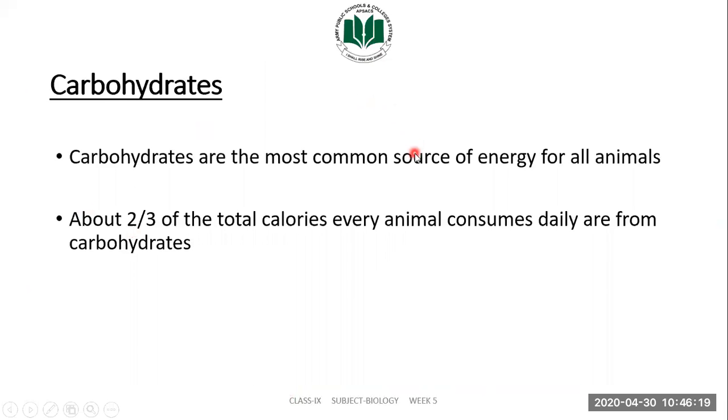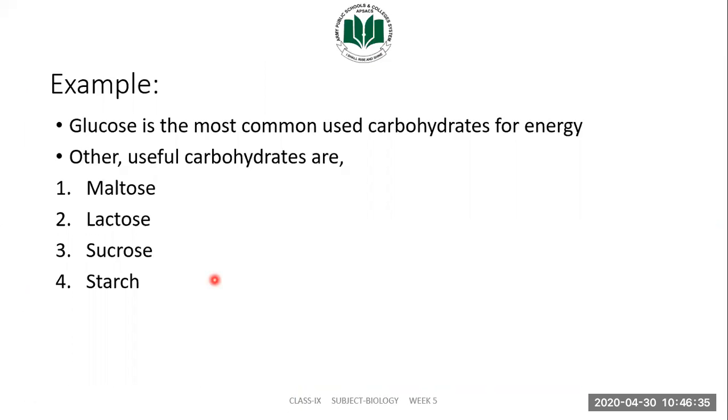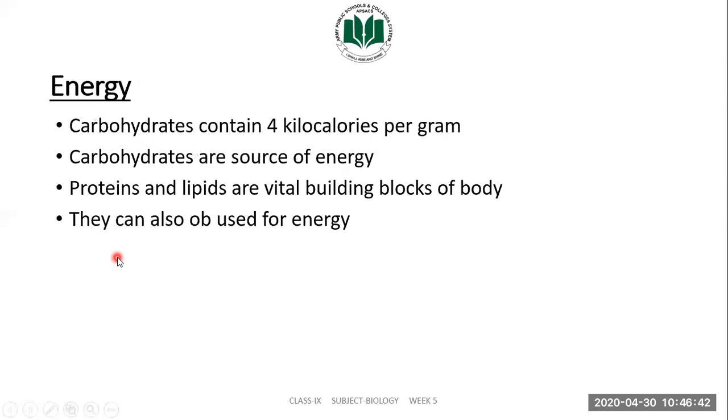Carbohydrates are the most common source of energy for all animals. About 2/3 of the total calories every animal consumes daily are from carbohydrates. What are carbohydrates? We get carbohydrates from bread, beans, bananas, different fruits, grapes, etc. Examples: glucose is the most commonly used carbohydrate for energy. Other useful carbohydrates are maltose, lactose, sucrose, and starch.